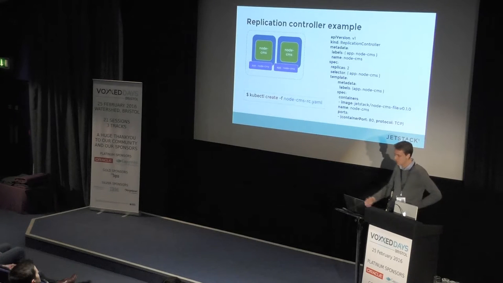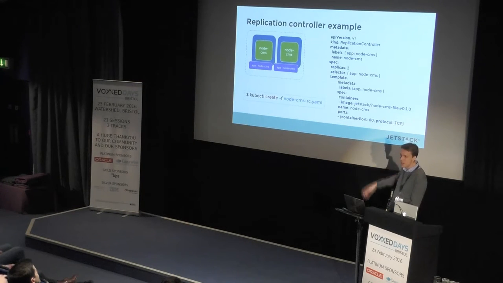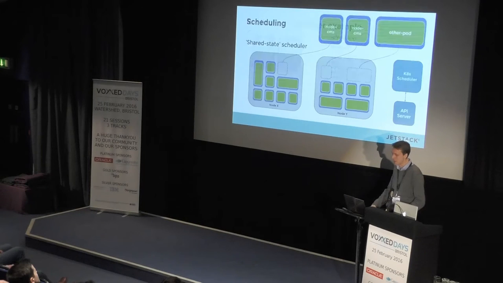In this case, what I'm doing is I'm referring to the same container, so node CMS file. It's exactly the same version. I'm exposing it on port 80. I'm giving it some labels, as you can probably see. And in order to know what to manage, it's got that selector there at the very top. So you can probably see it knows that it's managing the pool of pods that have that metadata that belong to them. And if I want to go ahead and create it, I just use kubectl create -f. So I'm basically passing it a file that contains my manifest. It goes and does the work in the background and kind of creates it for me.